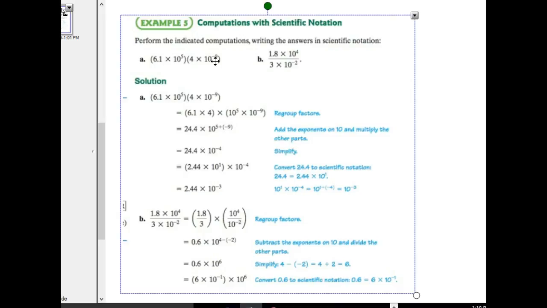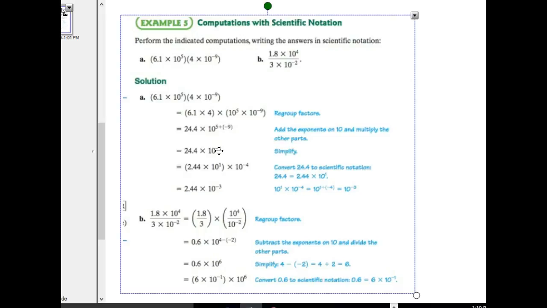Now what you have to do to multiply, as you can see in this solution, is you multiply the numbers together. So the 6.1 gets multiplied by the 4, and that ends up being 24.4. Then the exponents, because the rule from previous years of your learning is when you multiply, you really add the exponents. So when you add 5 plus negative 9 together, you end up with negative 4. So the answer becomes 24.4 times 10 to the negative 4 power.